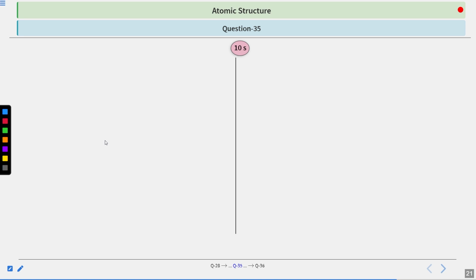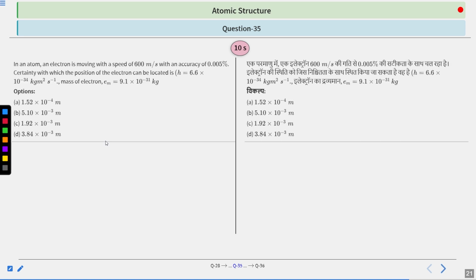Question number 35 says that in an atom, an electron is moving with a speed of 600 meter per second with an accuracy of 0.005%. The certainty with which the position of the electron can be located is (h is 6.6 into 10 to the power minus 34 kg meter square per second). Mass of an electron is given as 9.1 into 10 to the power minus 31 kg. And your options are A, 1.52 into 10 to the power minus 4 meter.